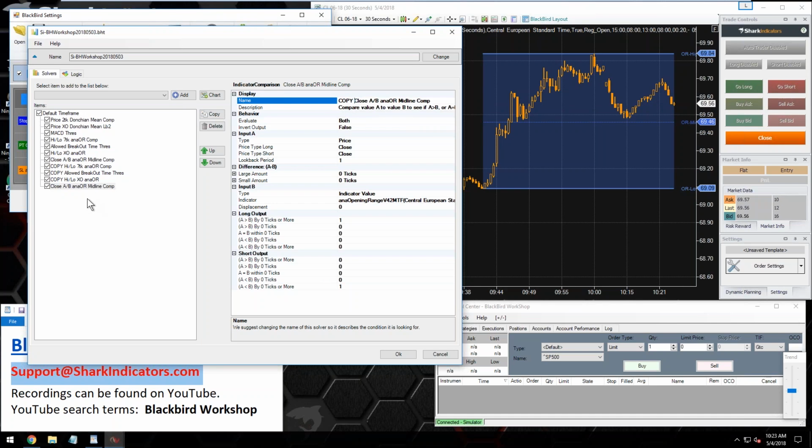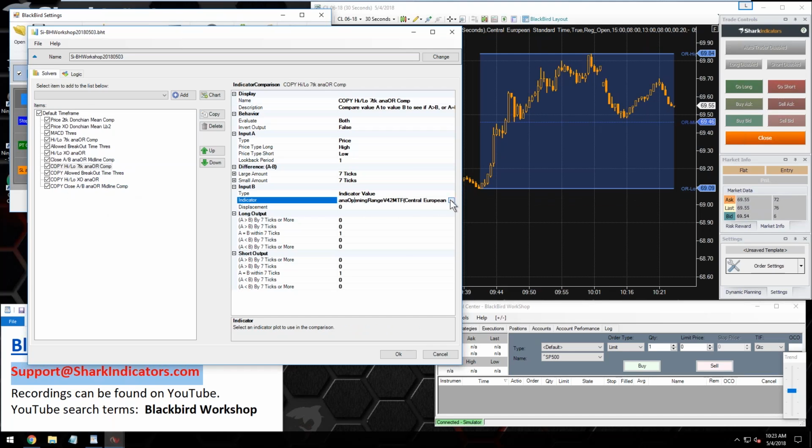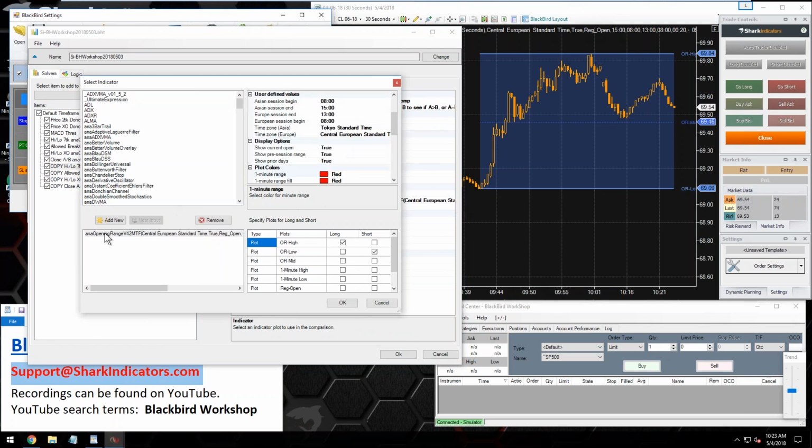All right, I think that's all the solvers needed. And yeah, so now I have to go in and adjust all the indicator settings. Now, of course, you guys will have to do the same thing to make this open range work with your time zone.